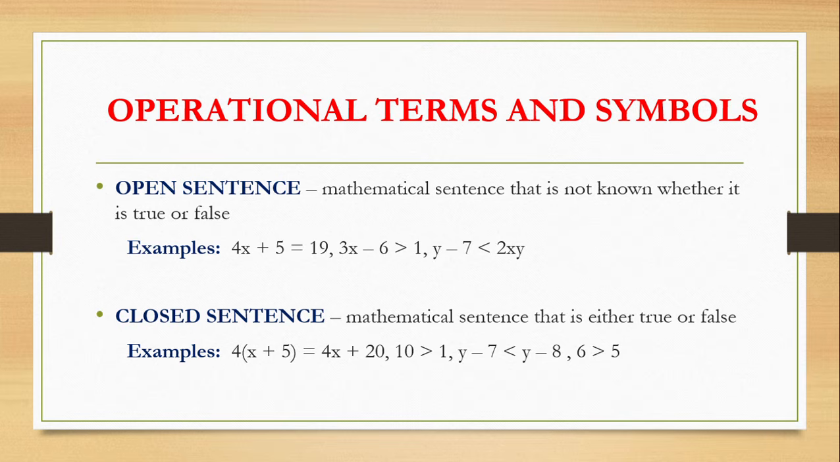So, we have 4 times the quantity of x plus 5 is equal to 4x plus 20. Pwede yan maging oo, pwede maging hindi, di ba? Kasi if you substitute, for example, the value of x, check natin kung mag-equal siya sa kabila ng 4x plus 20. Or 10 is greater than 1. Alam natin true yun, di ba? y minus 7 is less than y minus 8. Or 6 is greater than 5. Okay. So these are the examples of open sentence and closed sentence.